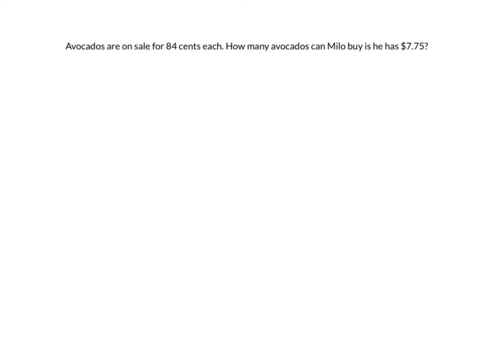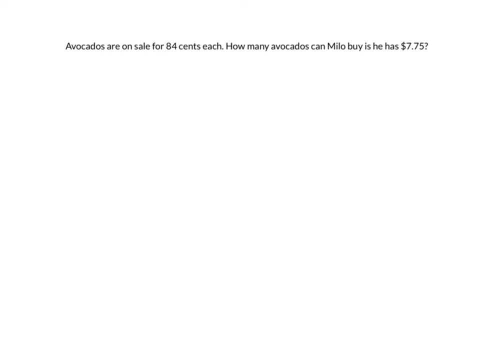In order to interpret a remainder, we have to have a word problem, a scenario, in order to be able to tell what the meaning of the quotient and the remainder are. So I have one typed up for you. Avocados are on sale for 84 cents a piece. How many avocados can Milo buy if he has $7.75?